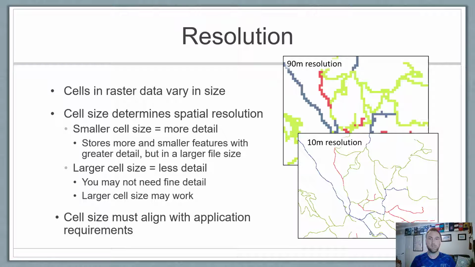So cell size determines the spatial resolution. A smaller cell size leads to more detail, but also a greater file size. Larger cells, less detail, but smaller file size. And depending on what your purpose is, maybe low resolution is okay. So cell size must align with the application requirements. If you're doing a lot of remote sensing, low res imagery is fine. If you are a CIA intelligence officer, you probably want high resolution.